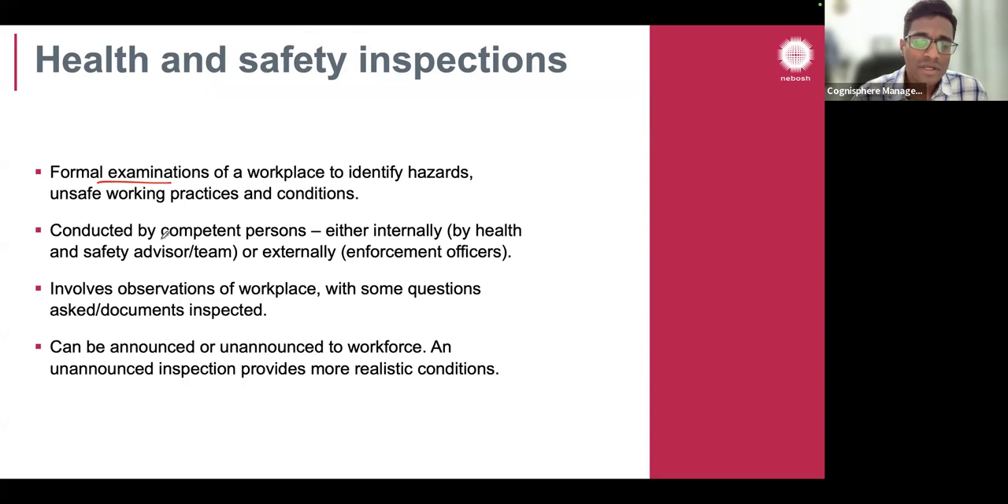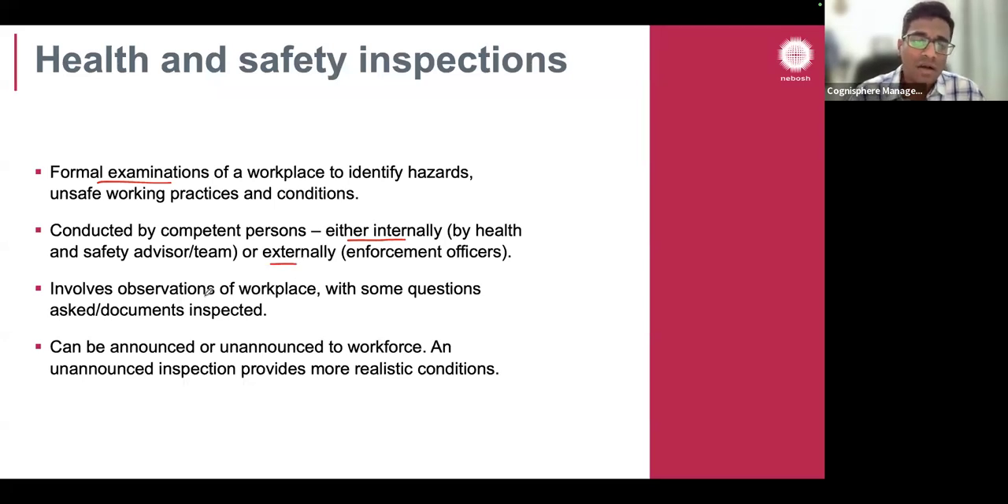For example, if I'm doing inspection for the warehouse, I should be familiar with the warehouse activities. I should be able to identify what are the unsafe acts or unsafe conditions, or what are the control measures that make it effective. So as an inspector, they must be competent to identify the hazards and to identify the effectiveness of the control measures. So either internally, here the store manager, they can carry out the warehouse inspection, or externally, for example an enforcement officer.